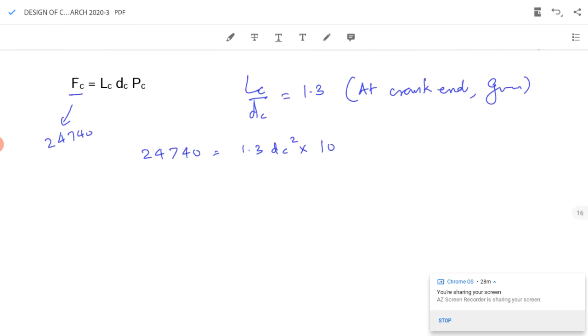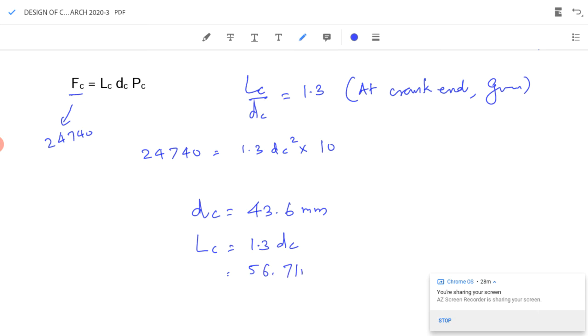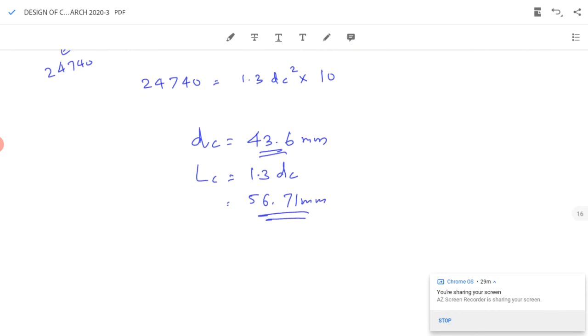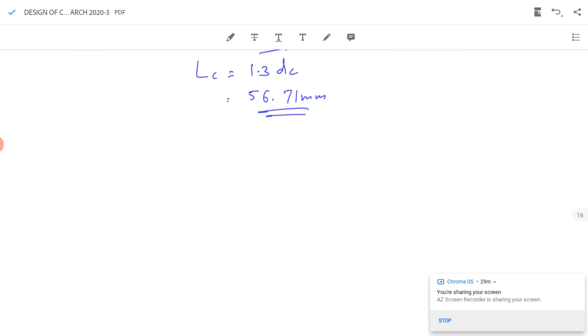So I will get the value of the diameter of the crank pin. Diameter of the crank pin equal to 43.6 mm, and length of the crank pin Lc equal to 1.3 dc, equal to 56.71 mm. Okay. So we have found the dimensions of the big end and small end crank pins.